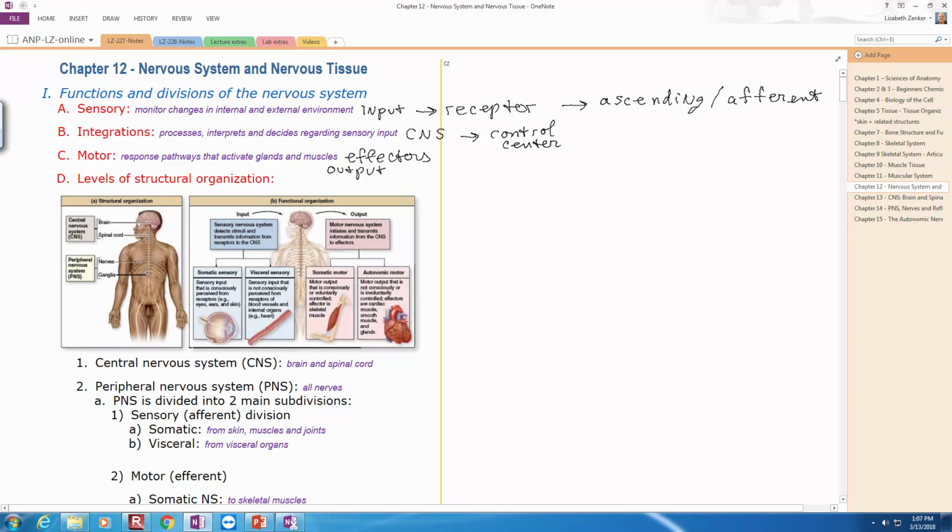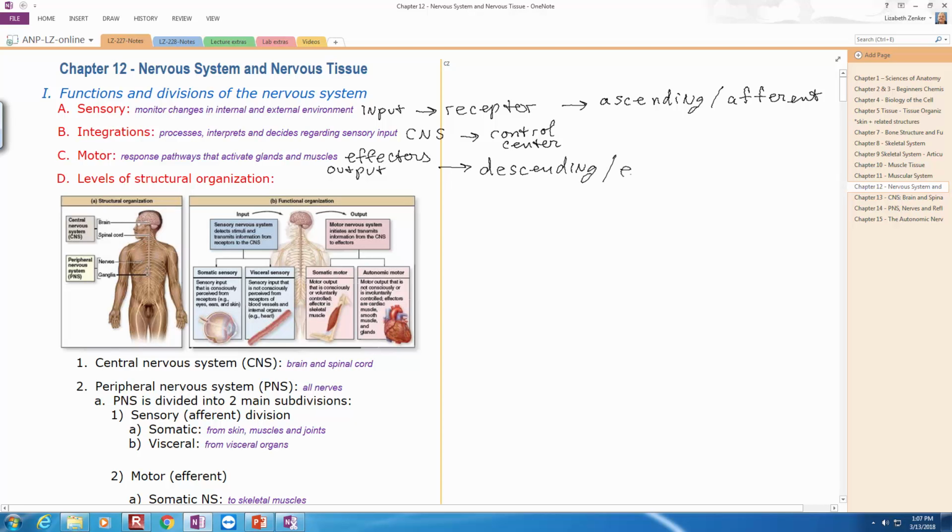So kind of like with the muscle physiology, you guys had to learn some new terminology. Same thing with this, but hopefully some of it will be a review and it won't be too new. For motor or output, the effectors, another way to think of that would be descending, because think of it as going from the brain down to the parts of your body that can do something about it. So descending.